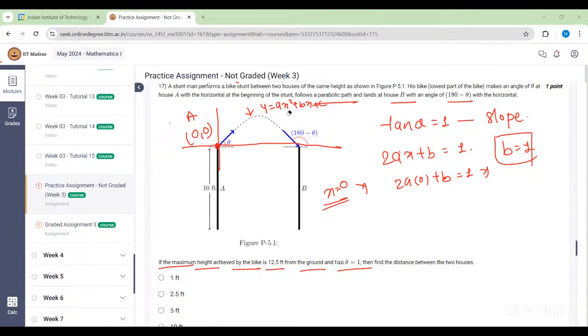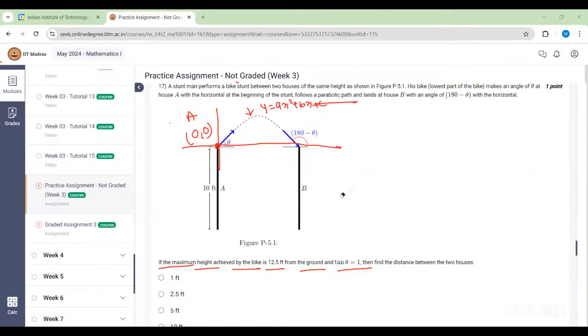Yes, ma'am. Can you repeat that? So yeah, tan theta is given to be 1. So that means slope is given to be 1. That means 2ax plus b is 1 when x is equal to 0. So that means the value of b is actually 1. Got it. Okay. So we have found the value of b.